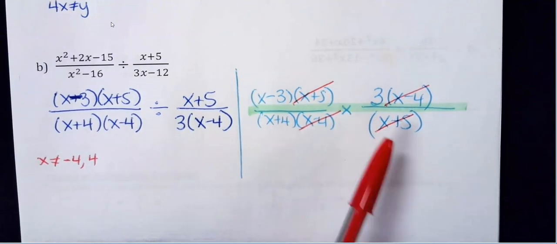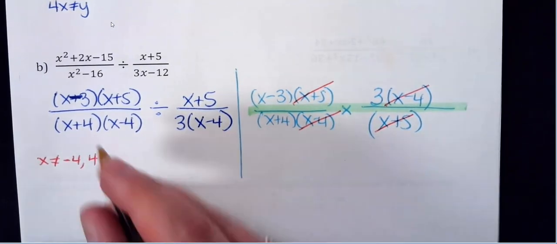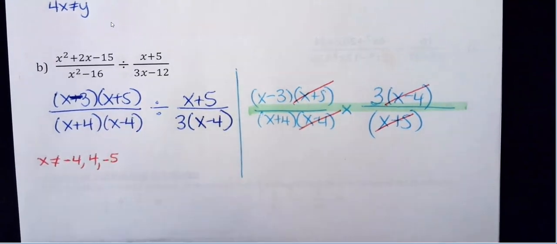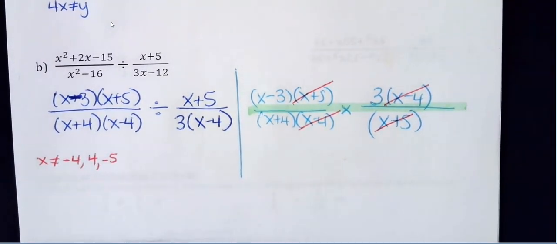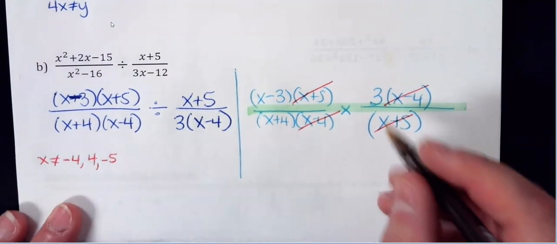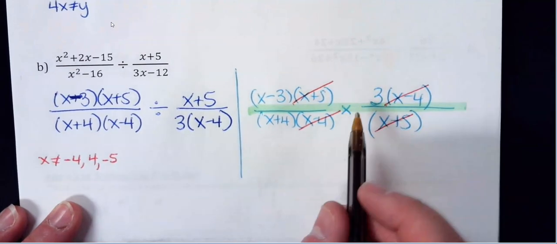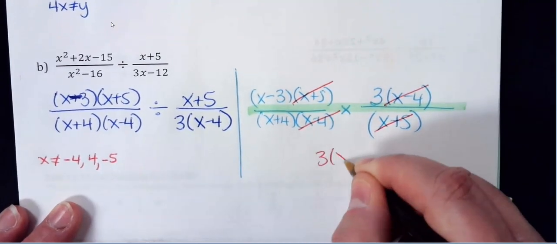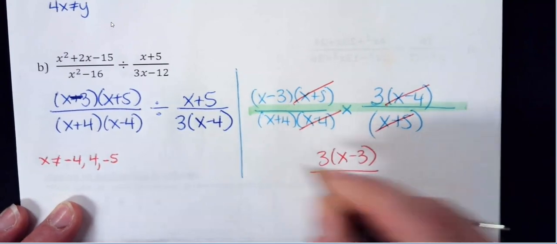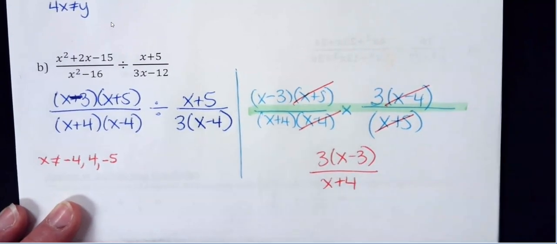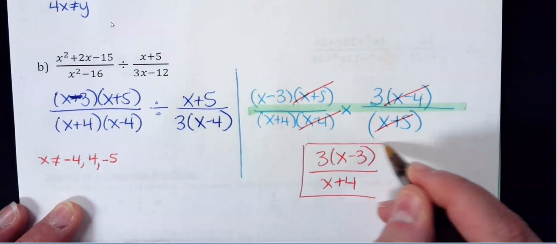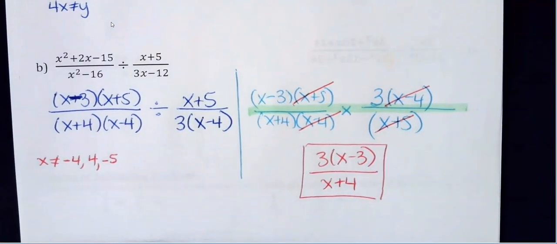But when I did flip that second fraction over, I did introduce another number that we've got to include in our restriction. So x plus 5, I don't want that to be 0. So negative 5 would be a number that we would want to use in our restrictions. And then beyond that, just write down what you have left. Please leave it in factored form. Don't need to FOIL or distribute or multiply. So on the top, I've got a 3 and an x minus 3. And then on the bottom, I have an x plus 4. Nothing else cancels out there. It's really similar to what we were doing with the multiply. It's just got an extra step because when you're dividing, you're going to multiply by the reciprocal. So you've got to flip the fraction over.